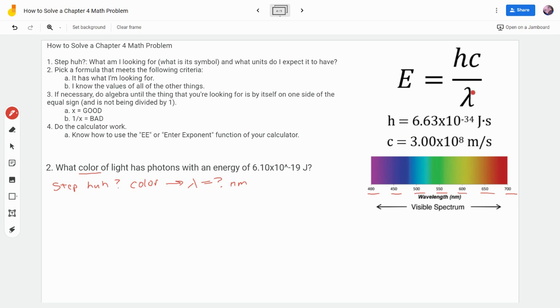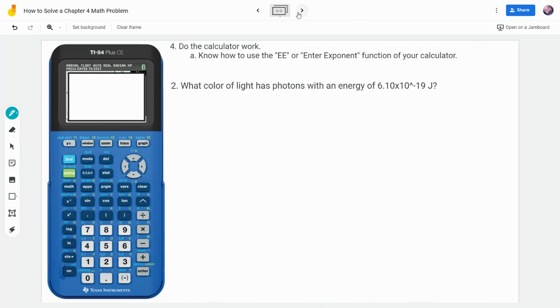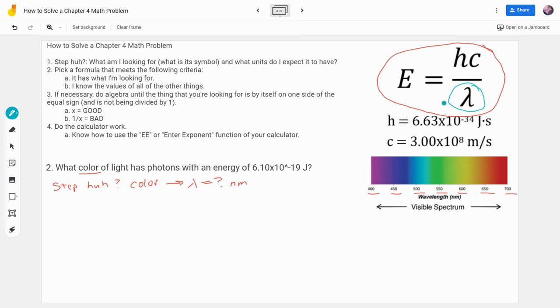Step 2, pick the formula. No surprise, it's going to be this formula. All right, step 3, if necessary, do the algebra until the thing that you're looking for is by itself on one side of the equal sign. So the thing we're looking for is lambda. So let me go to the next screen. Oh, I didn't put the thing on the next screen. I'll do it on this screen. The thing we're looking for is lambda.